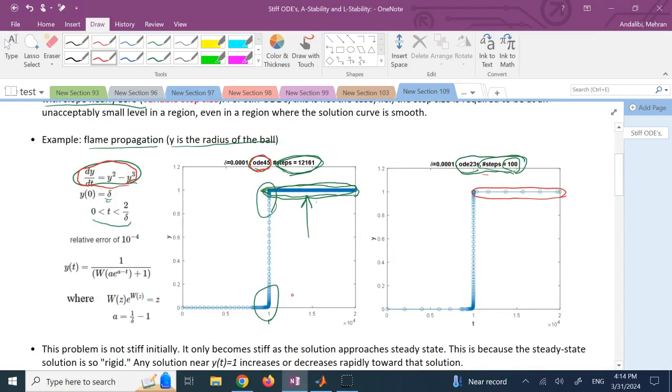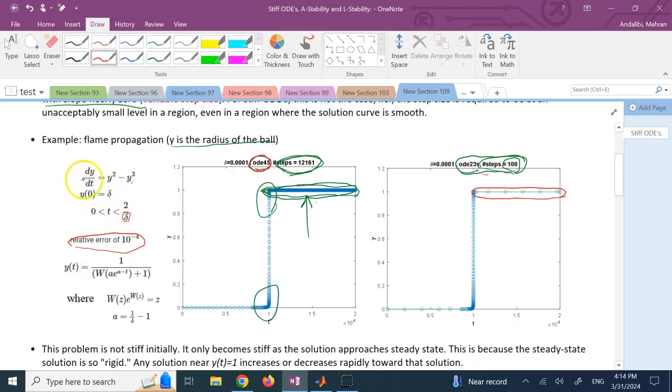Okay, so here I'm going to show you the MATLAB code. Again, this is the flame propagation ODE that I'm going to simulate. And this is going to really show itself when you use a small value for delta. I'm going to use also a small relative error here to make it accurate.